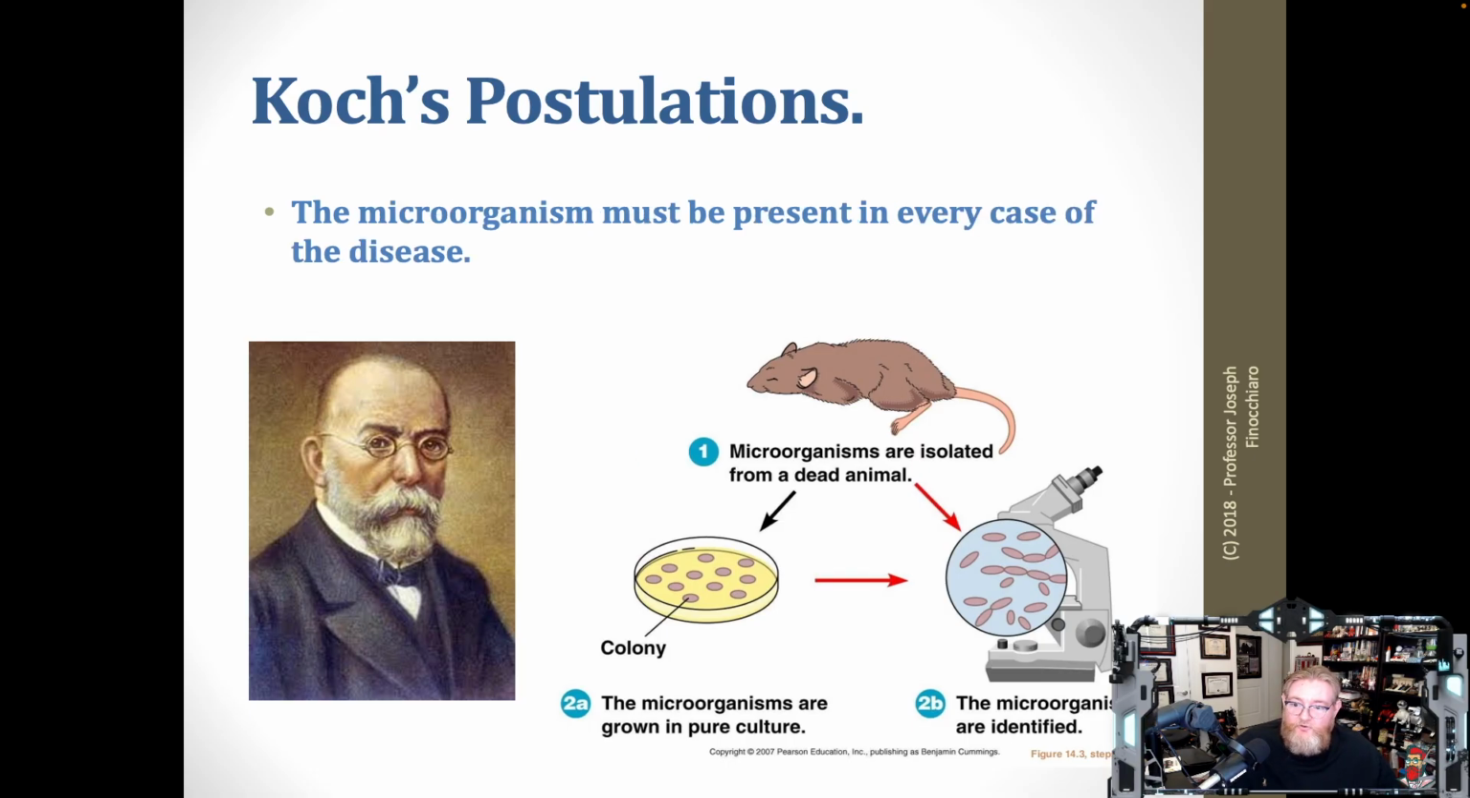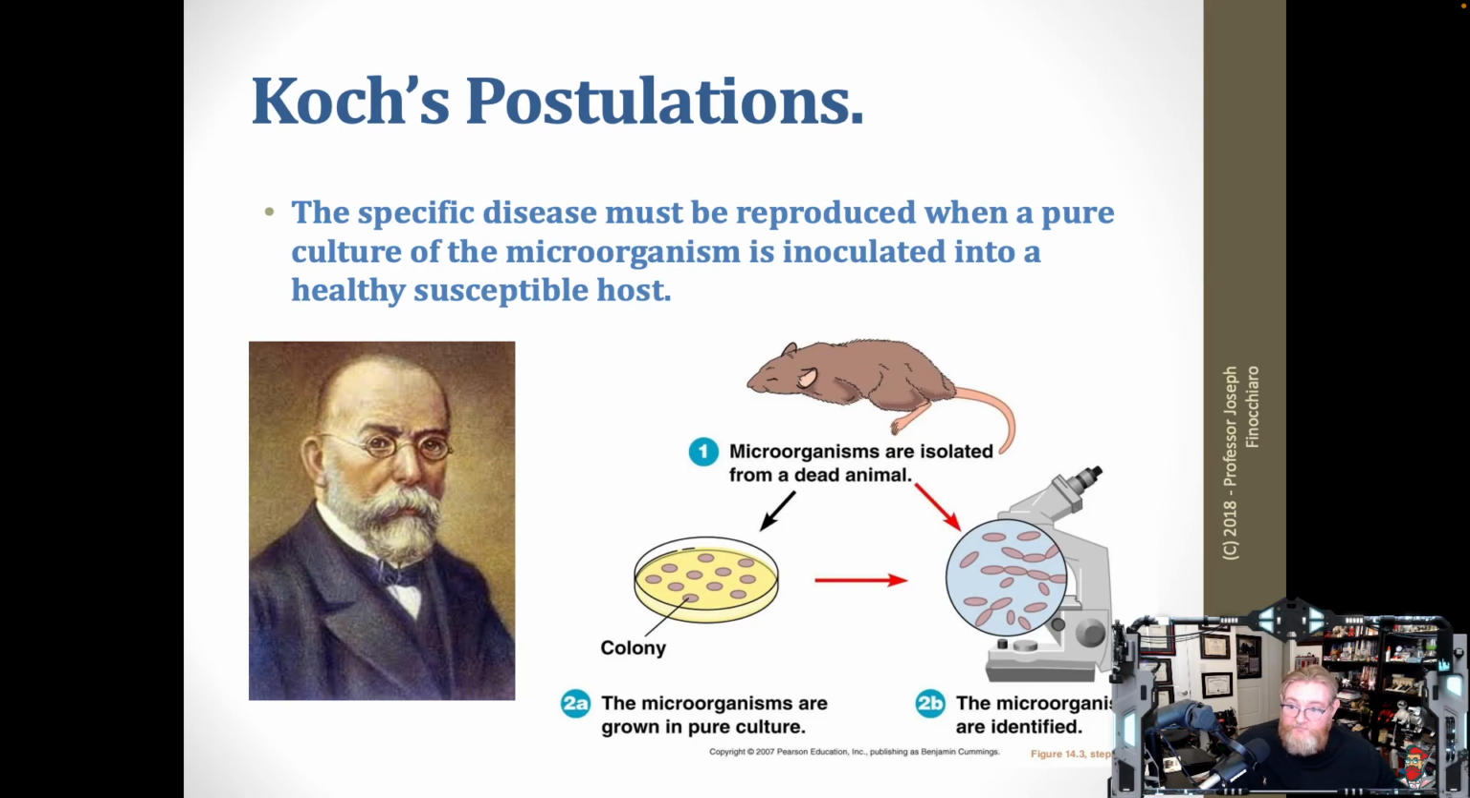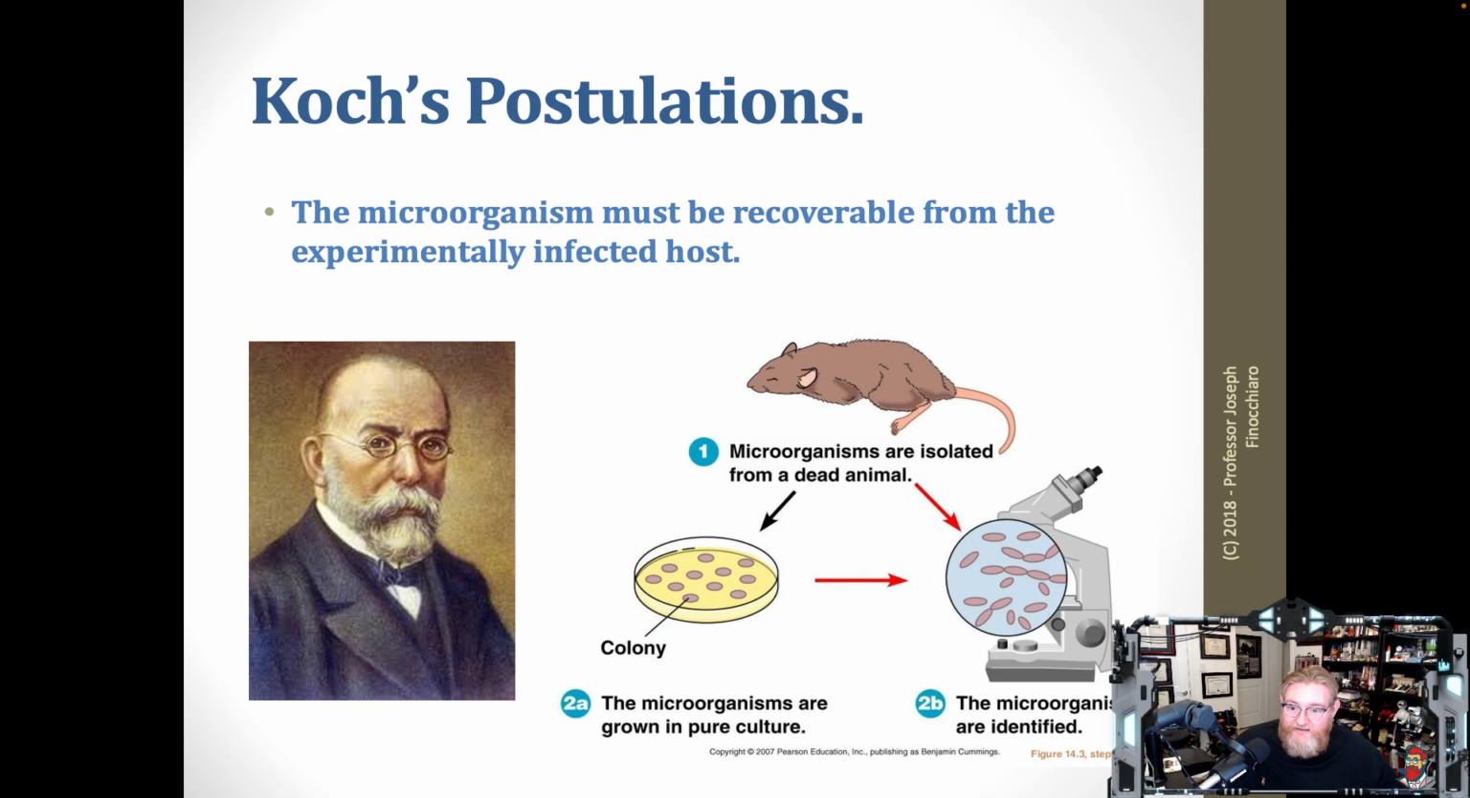First, the microorganism must be present in every case of the disease. The microorganism must be isolated from the host with the disease and grown in a pure culture. The specific disease must be reproduced when a pure culture of the microorganism is inoculated into a healthy, susceptible host. The microorganism must be recoverable from the experimentally infected host.